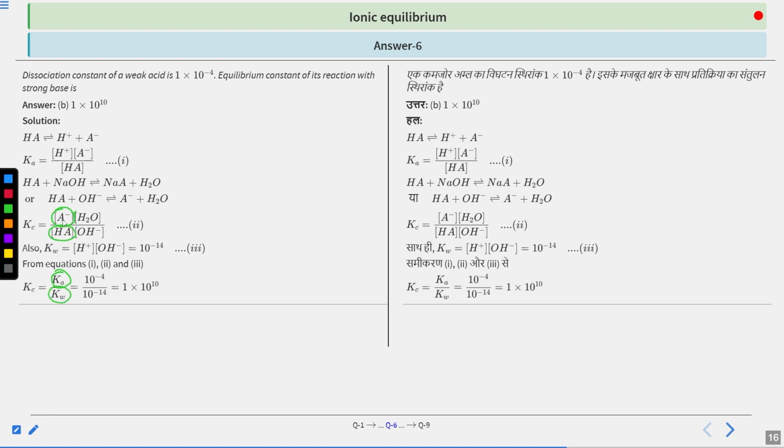If you put H plus here, then it will be A minus concentration into H plus concentration by HA concentration, that is K. And if we are dividing the same thing, then we will get H plus concentration divided by OH minus, multiplied by OH minus concentration, that is Kw, right? And at the same time, we are taking the concentration of water as 1. So that whole thing gives us 10 to the power minus 4 by 10 to the power minus 14, which equals 1 into 10 to the power 10. Clear? So this is our Kc value for the given reaction.